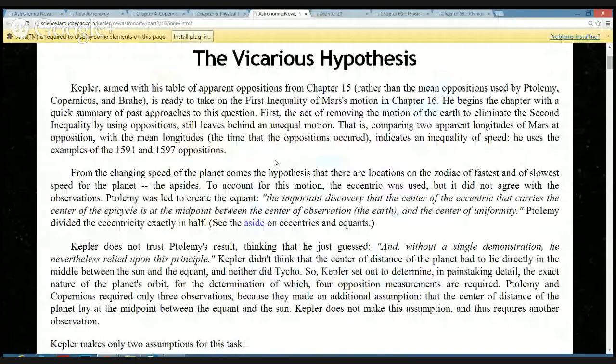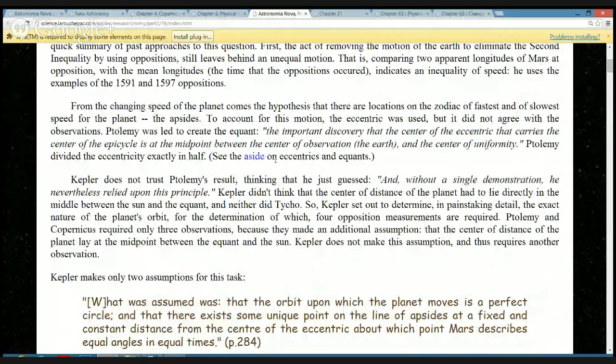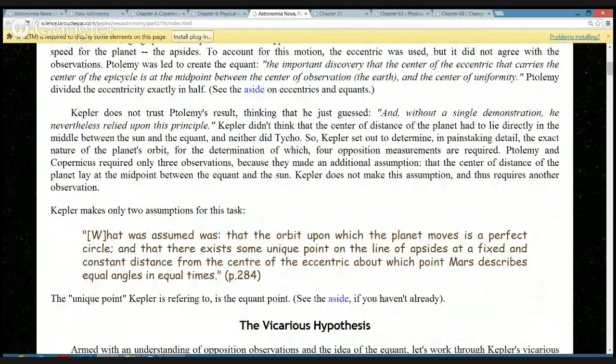So Kepler is going to build up a model using this. Let me show you how he's going to do it. So he's going to build up this thing. He calls it his vicarious hypothesis. What does vicarious mean? You're experiencing something via something else.